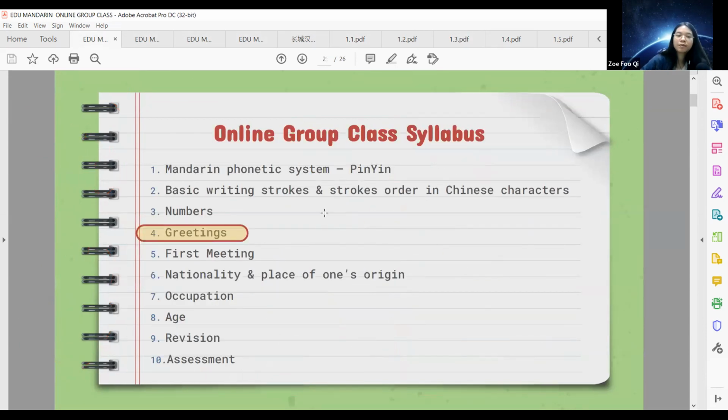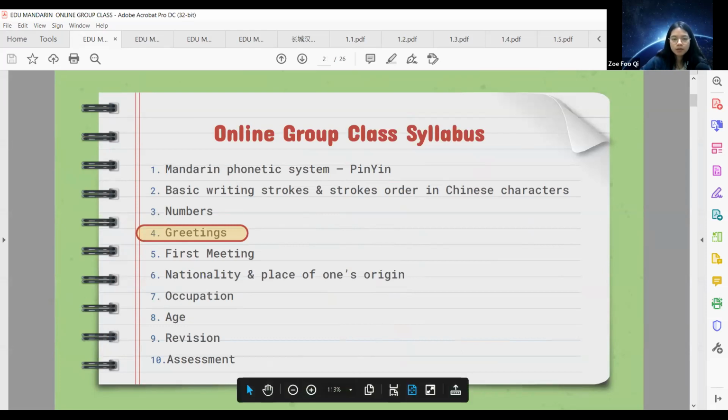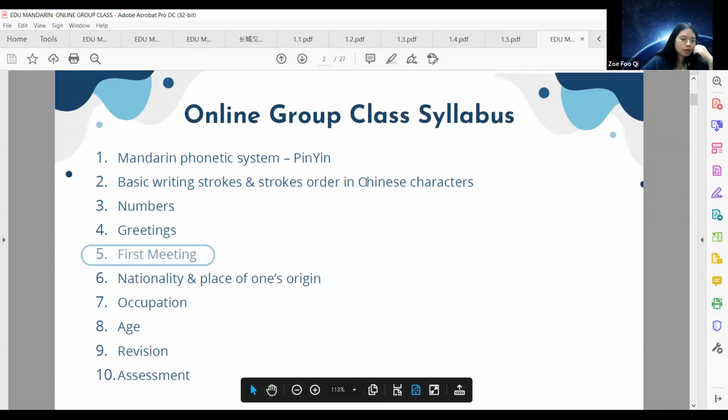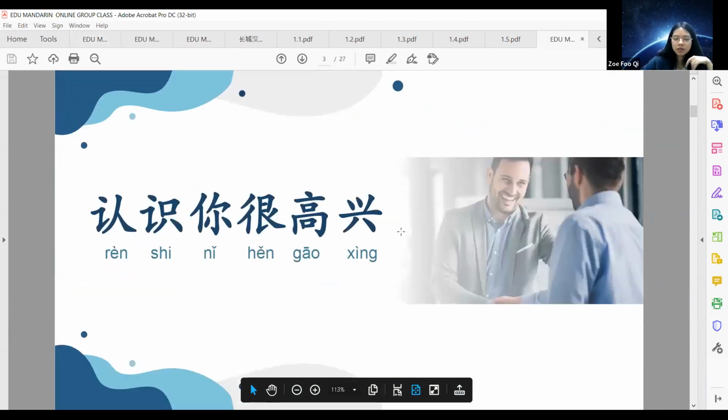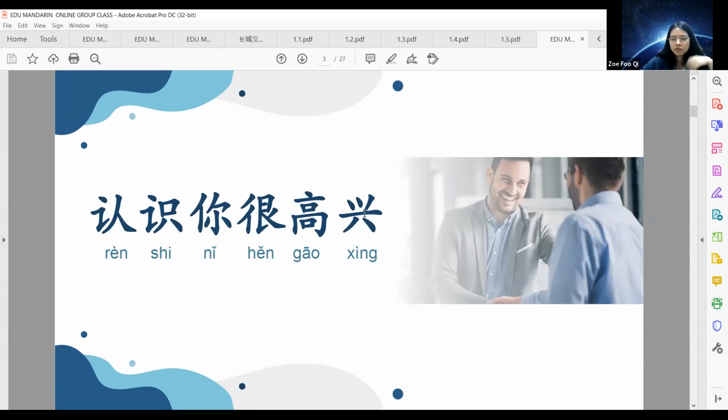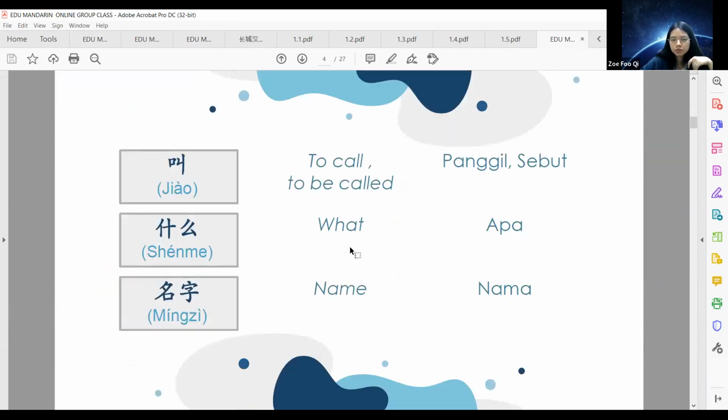Okay, and then the next one will be the first meeting. So this one, first meeting, we'll say 认识你很高兴. If you remember, it is know you, very happy. So this one is actually nice to meet you.